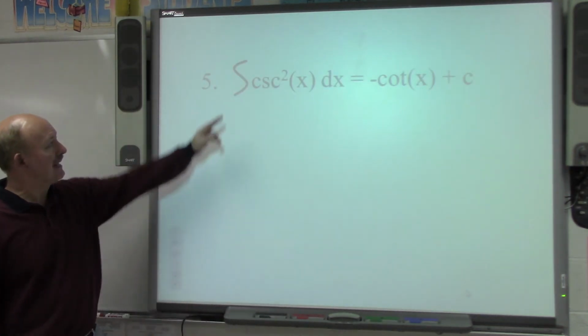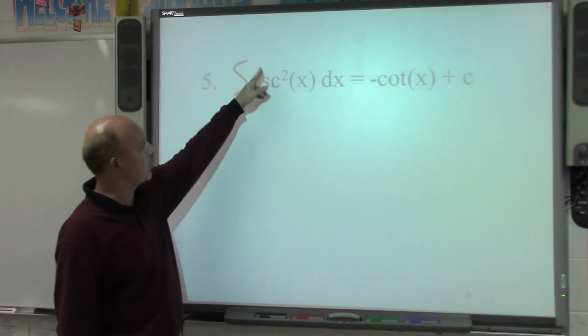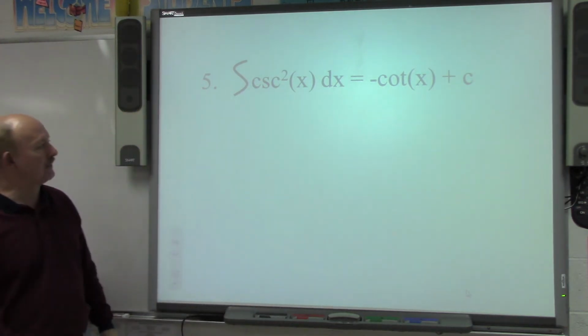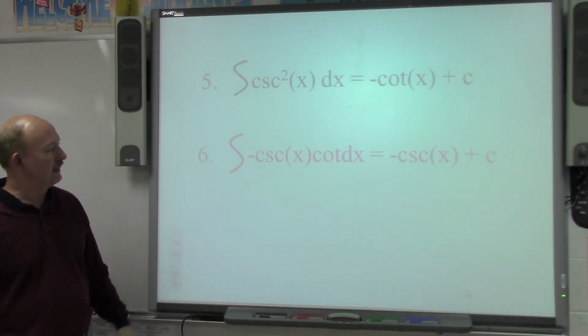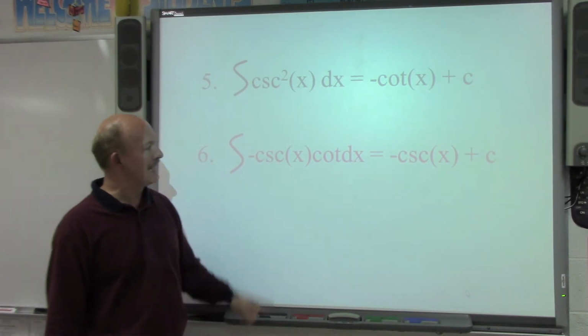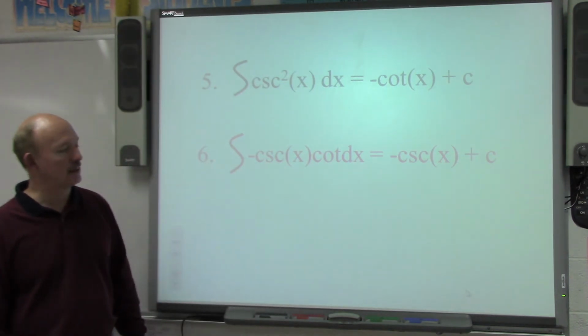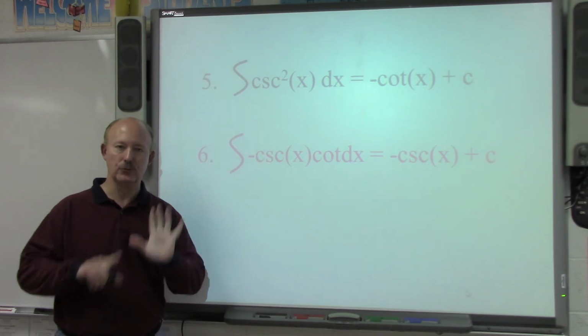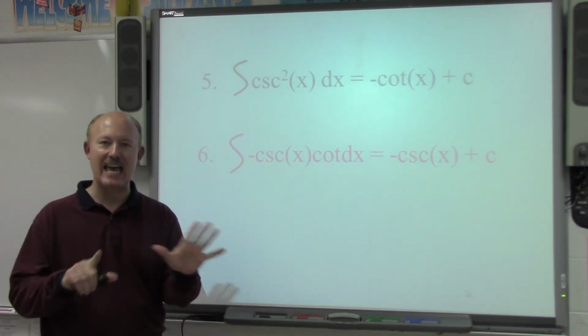Number 5, the antiderivative of cosecant squared x is negative cotangent x plus c. And then the last one here we're going to look at is the antiderivative of negative cosecant x cotangent x is negative cosecant x plus c. So once again, there's 6 trig integrals, antiderivatives, that we need to have memorized.